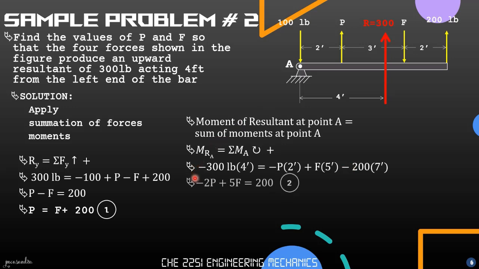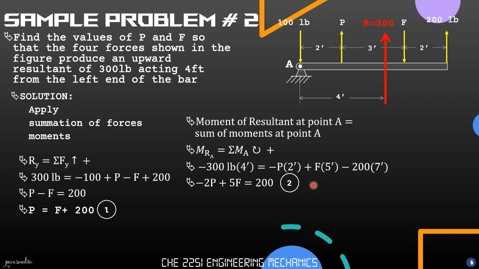So with this, we simplify the equation. We arrive at negative 2P plus 5F equal to 200. This one now becomes our second equation. So we have two unknowns, two equations. We can now solve this simultaneously.